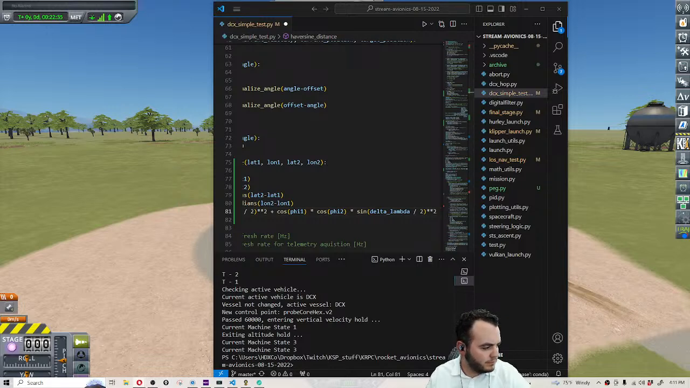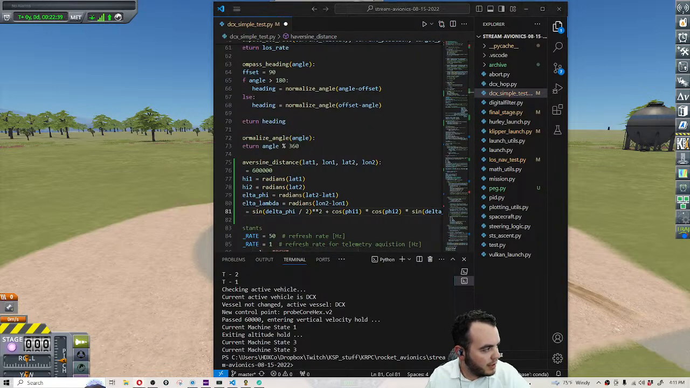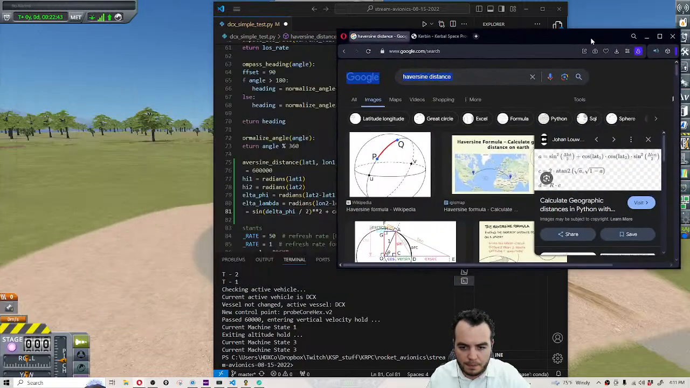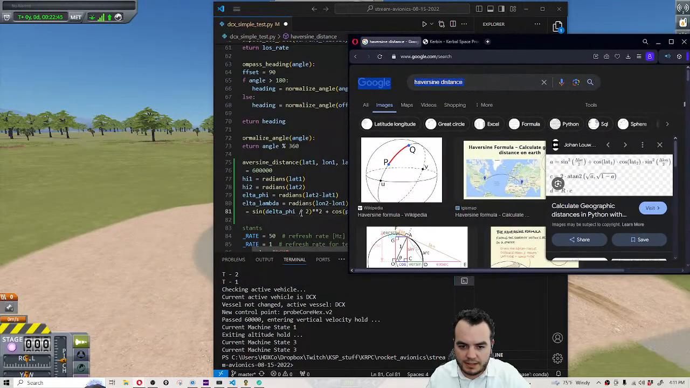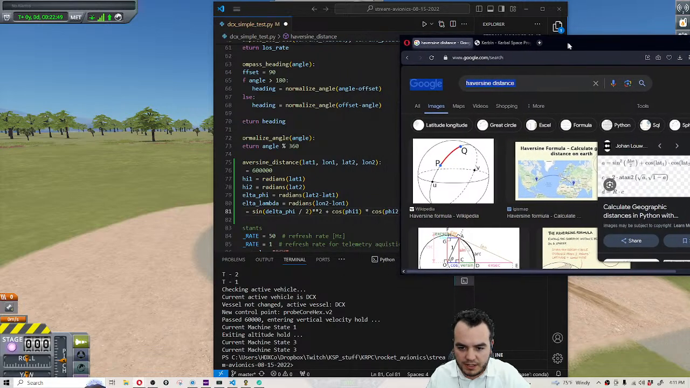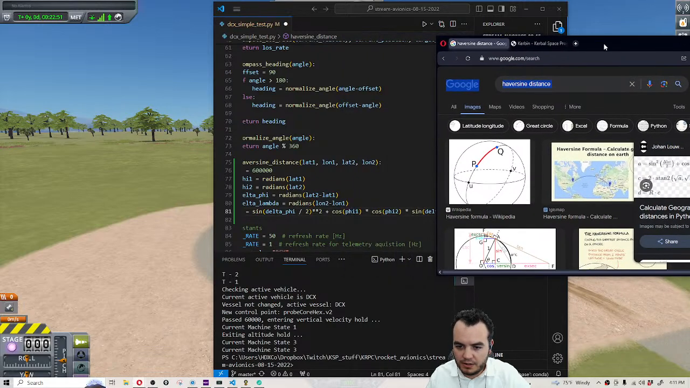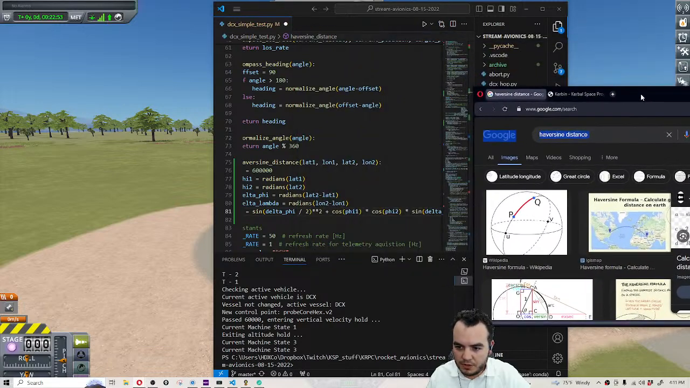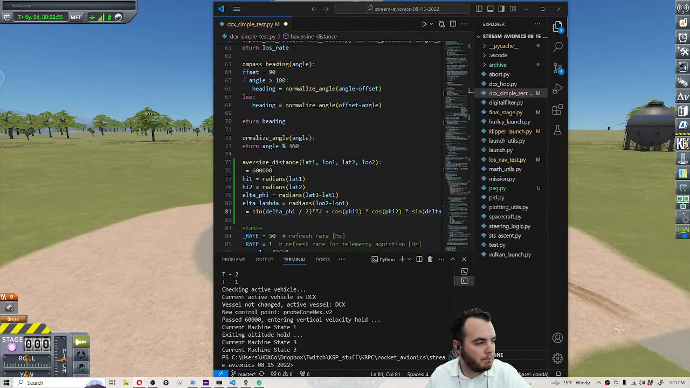All right, so I think that's right. So to check the work here, we have sine squared of delta lat divided by 2, plus cosine of lat 1 times cosine of lat 2 times sine squared delta long divided by 2. Yeah, okay, perfect. So far so good.